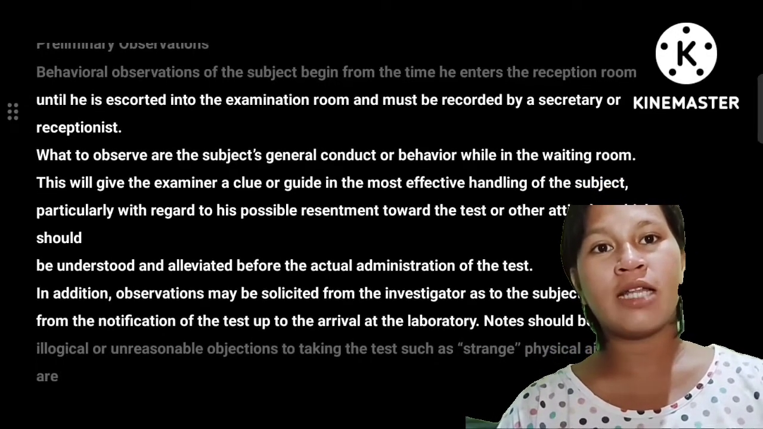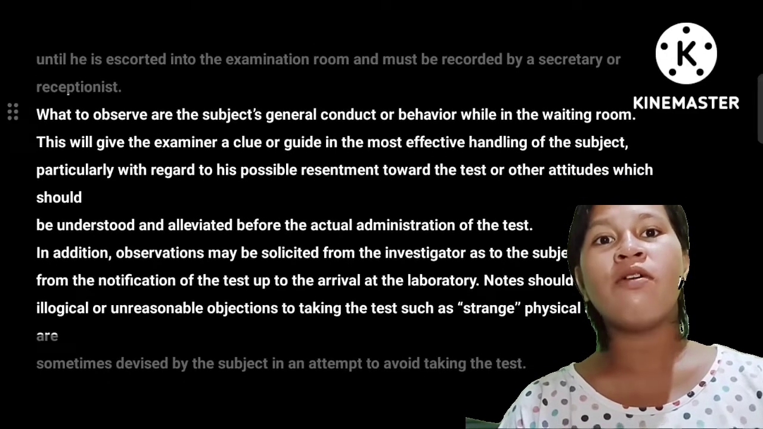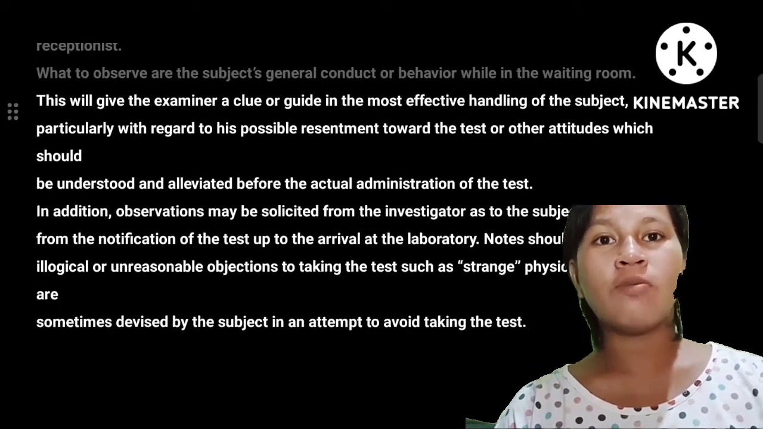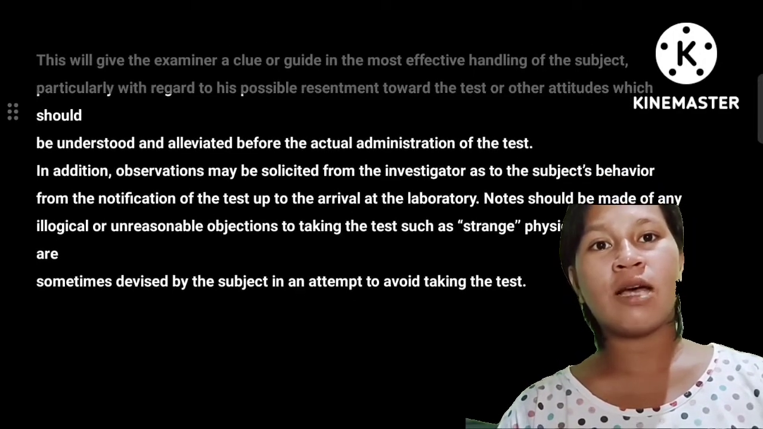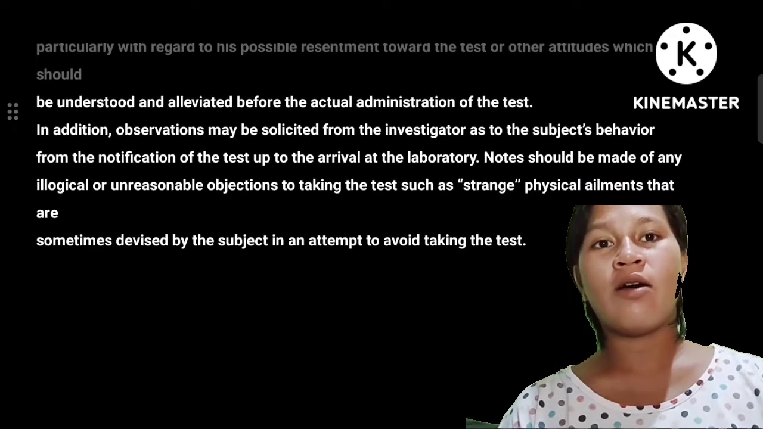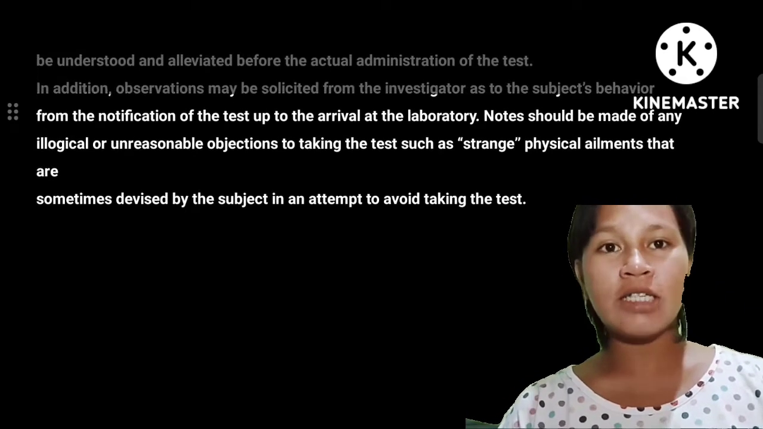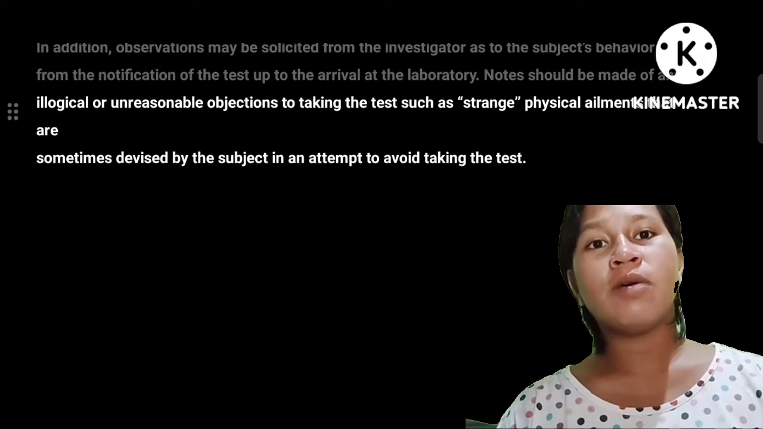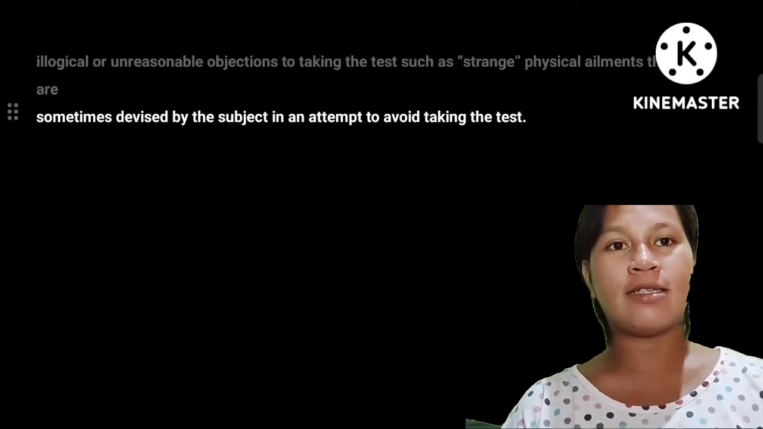to his possible resentment toward the test or other attitudes which should be understood and alleviated before the actual administration of the test. In addition, observations may be solicited from the investigator as to the subject's behavior from the notification of the test up to the arrival at the laboratory. Note should be made of any illogical or unreasonable objections to taking the test, such as strange physical ailments that are sometimes devised by the subject in an attempt to avoid taking the test.